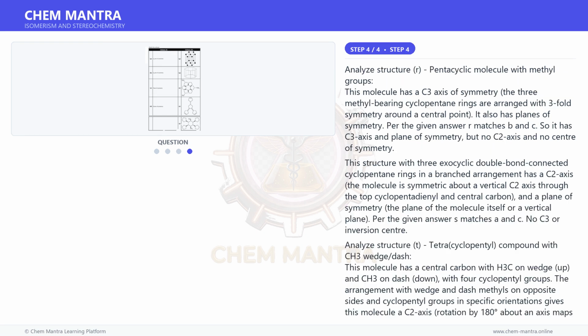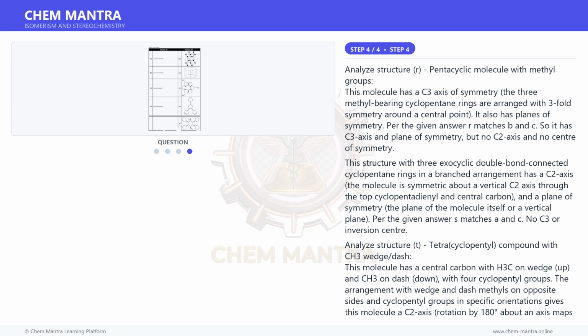And for the final step, analyze structure R, a pentacyclic molecule with methyl groups. This molecule has a C3 axis of symmetry. The three methyl-bearing cyclopentane rings are arranged with three-fold symmetry around a central point. It also has planes of symmetry. For the given answer, R matches B and C. So it has C3 axis and plane of symmetry, but no C2 axis and no center of symmetry.